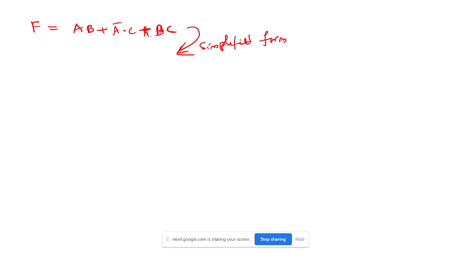Redundant term, right? Yes. Okay. Yes, BC is redundant. Okay, consensus. Now we will connect the K-map to consensus. Then we'll understand that, right? Now, let's say for example, F of A, B, C is AB plus A bar C plus BC.